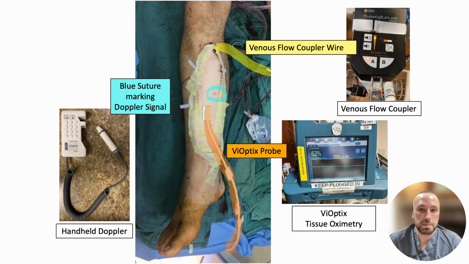A white Vioptics probe cable, which is connected to the Vioptics monitor, provides real-time remote monitoring of flap tissue perfusion and oxygenation. There may also be Penrose drains and or JP drains to prevent fluid buildup beneath the flap, which could compromise blood flow.